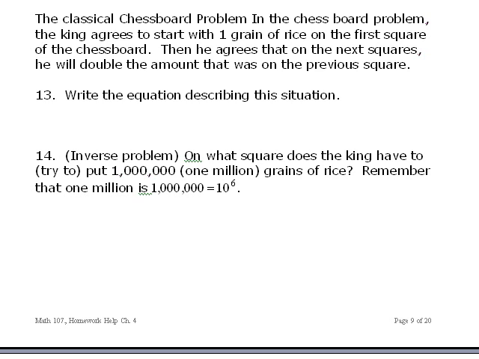So this is what's called the chessboard problem, and the idea in the chessboard problem is that the king wanted to reward the person who invented the game of chess. So the fellow who invented it said, okay, I'd like you to put 1 grain of rice on the first square. He wanted rice for his payment.